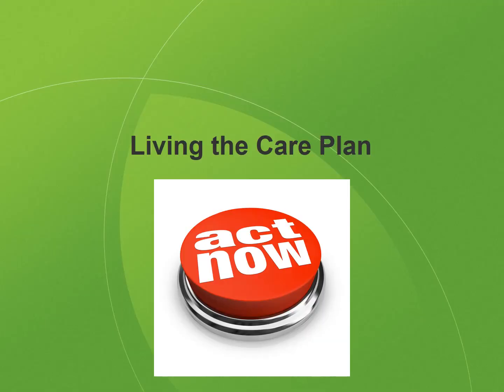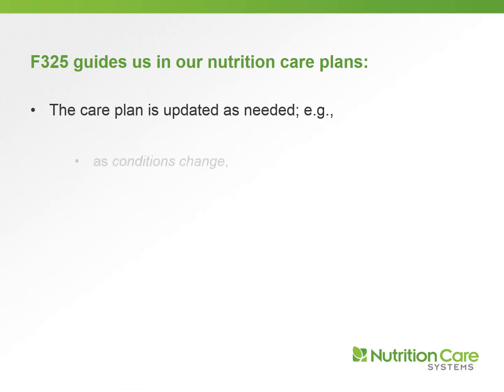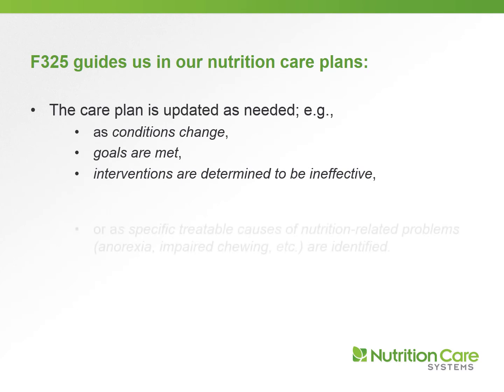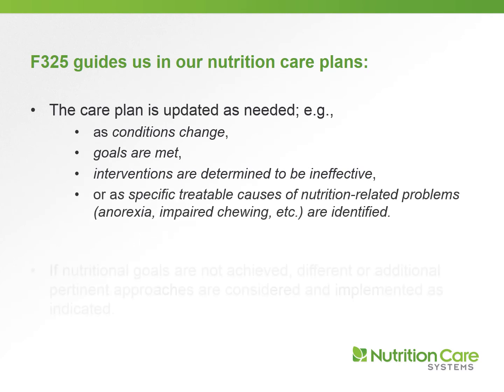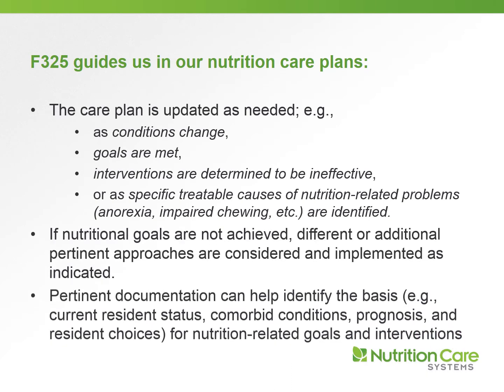So living the care plan. F325 guides us in our nutrition care plans. The care plan is updated as needed, as conditions change, as goals are met, as interventions are determined to be ineffective, or as specific treatable causes of nutrition-related problems, for example, anorexia, are identified. If nutritional goals are not achieved, different or additional pertinent approaches are considered and implemented as indicated. And pertinent documentation can help identify the basis, for example, current resident status, prognosis, and resident choices for nutrition-related goals and interventions.